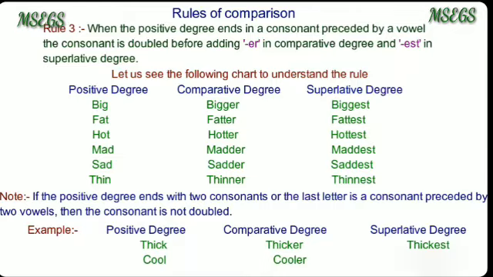Now if the positive degree ends with 2 consonants or the last letter is a consonant preceded by 2 vowels, then the consonant is not doubled. Example, thick, thicker, thickest, cool, cooler, coolest.